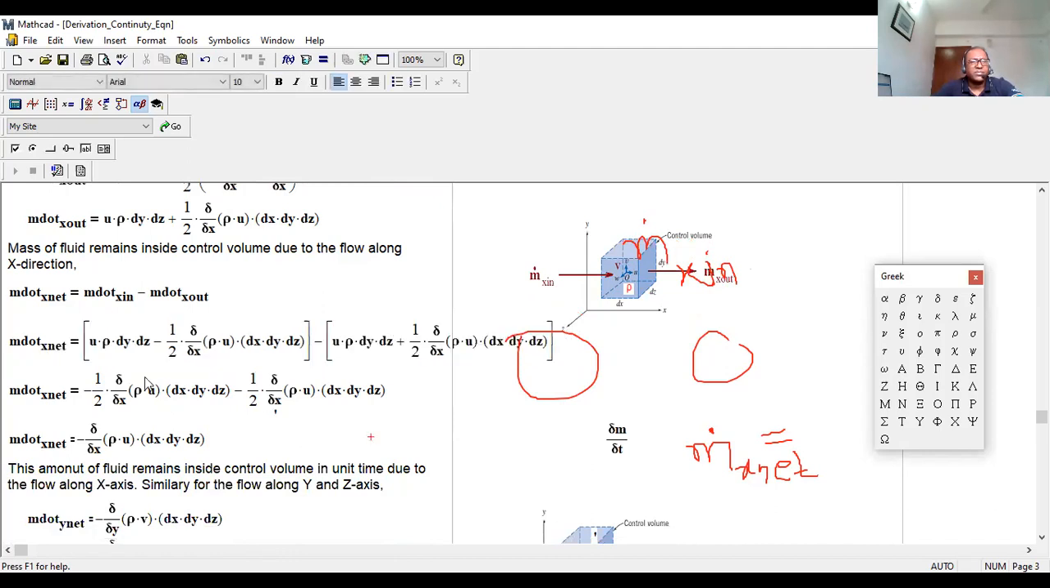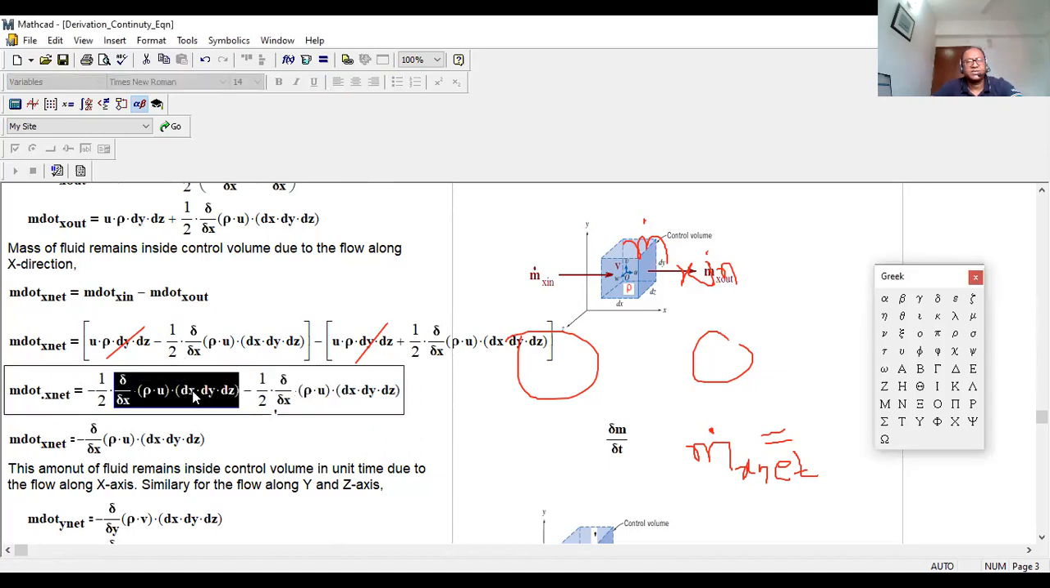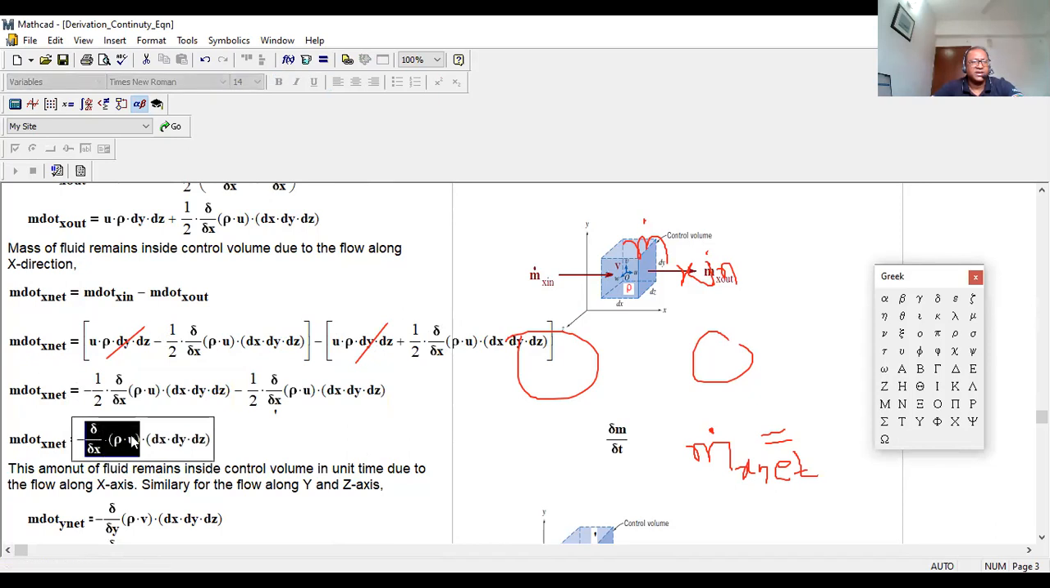Then you rearrange this equation. Then you see this term will cancel out. This cancels out. So you'll have m dot net, this term and this term. Okay. So if you look carefully, this is half x, this is half x, so what will we get? Full x. This equals minus del by del x of this component.